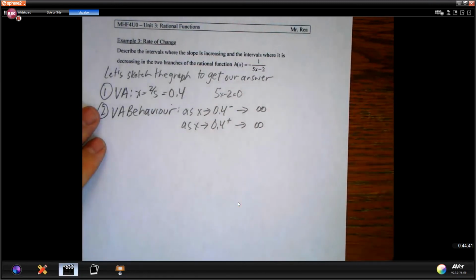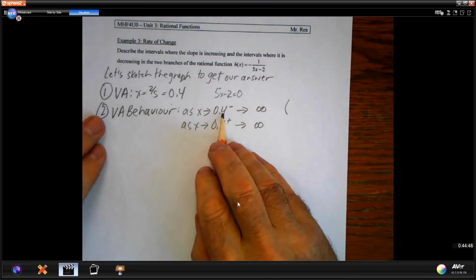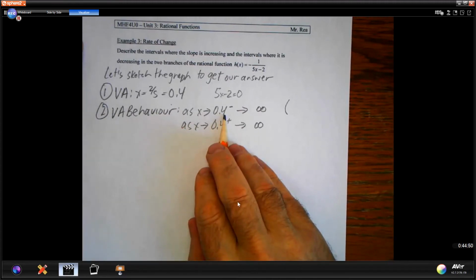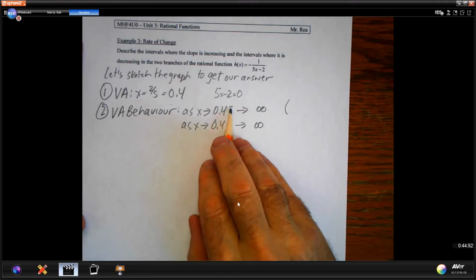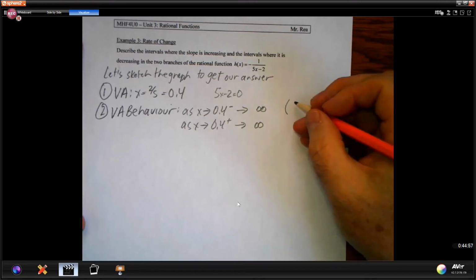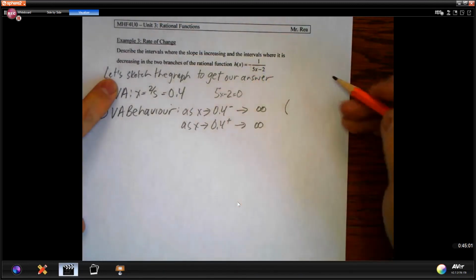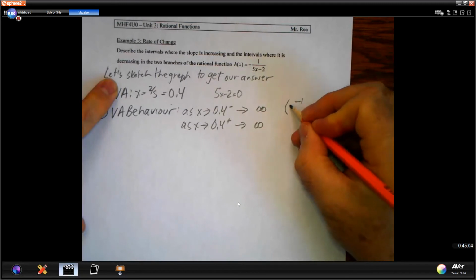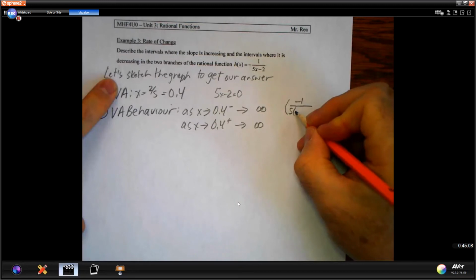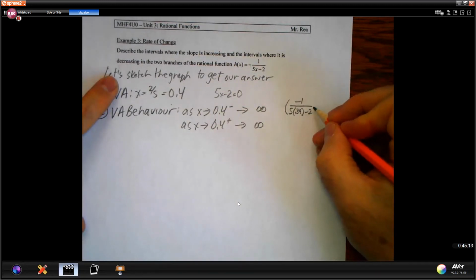So again, for this one, to get our answer here, I'm going to plug in something that's 0.01 less than 0.4, and that's coming from the left side, so it's going to be less than 0.4. So I'm going to put, and I'm actually going to put the negative sign from here on the top just to make it easier to work with. So negative 1 over 5 times 0.39 minus 2.